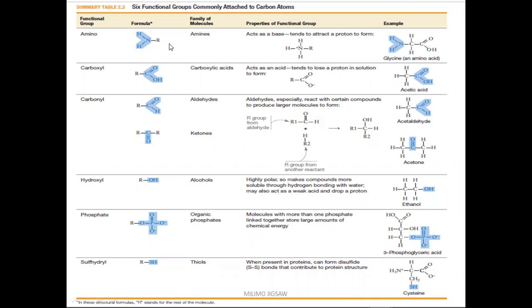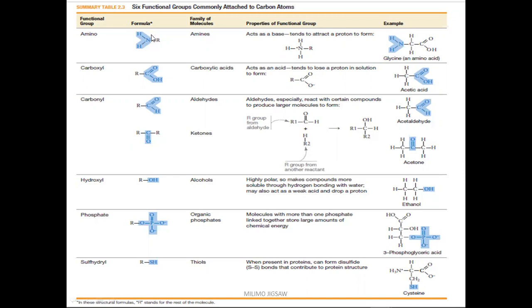So the R is a carbon skeleton. An example of a family of molecules are amines. When it is in its non-ionized form, like the example on the table there, we find that it includes a nitrogen atom that is covalently bonded to two hydrogen atoms.